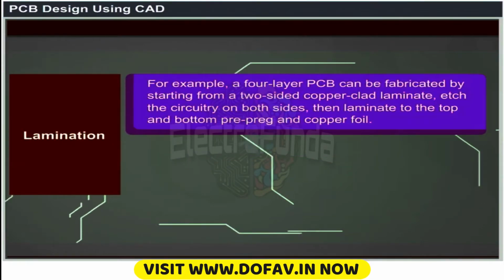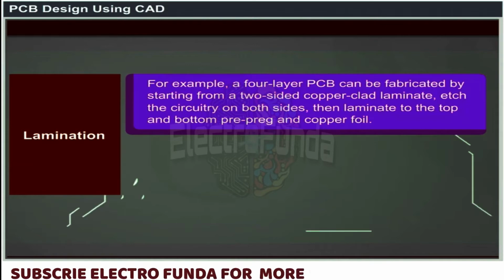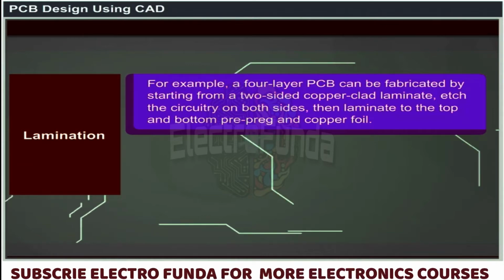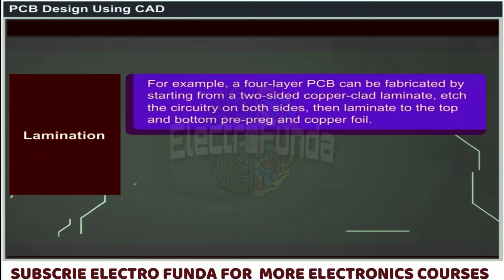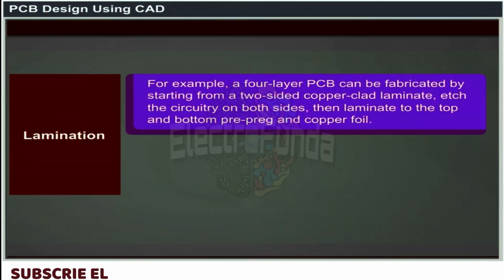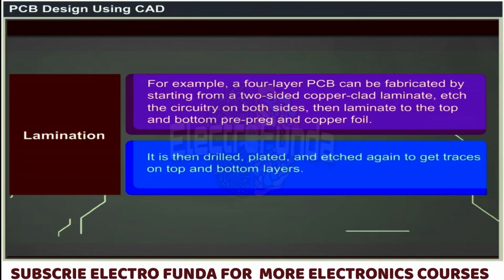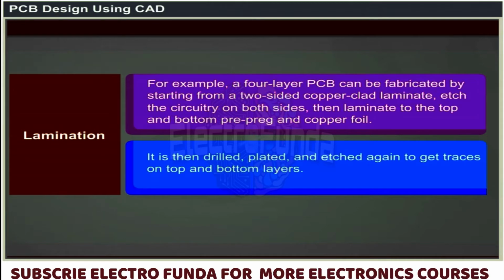For example, a 4-layer PCB can be fabricated by starting from a 2-sided copper-clad laminate, etch the circuitry on both sides, then laminate to the top and bottom pre-preg and copper foil. It is then drilled, plated and etched again to get traces on top and bottom layers.